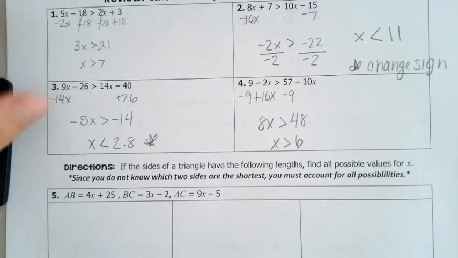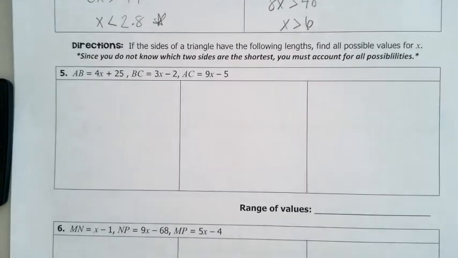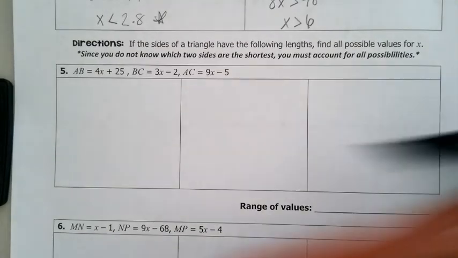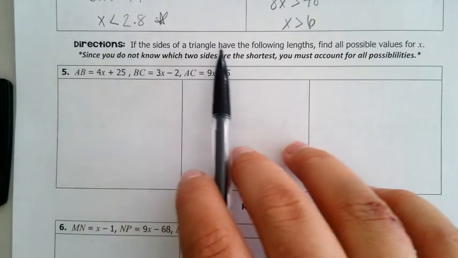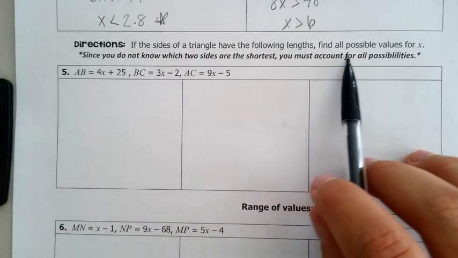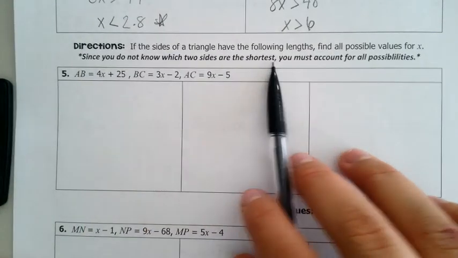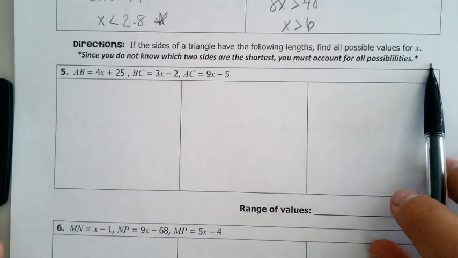Okay, so we're going to use this to solve our triangle inequality. If we remember back, what we're doing is determining whether we have a triangle based on the side lengths. Our directions here are: if the sides of a triangle have the following lengths, find any possible values for x. Since you don't know which two sides are the shortest, you must account for all possibilities.